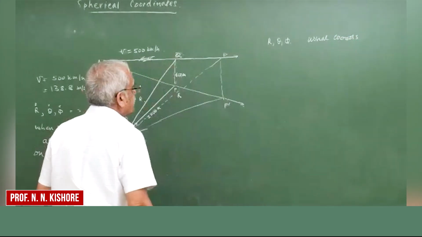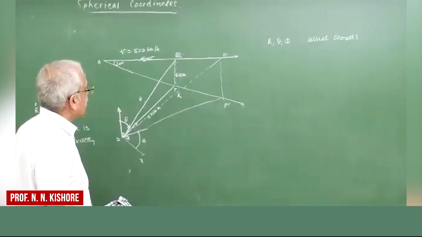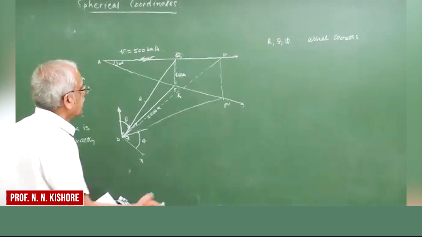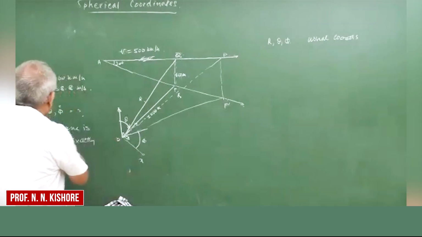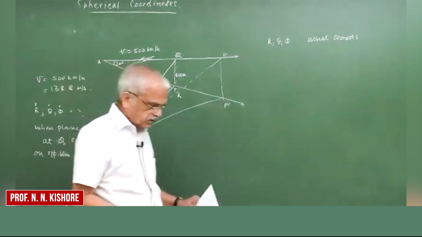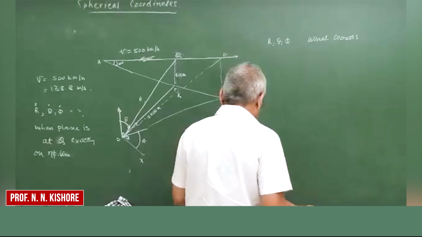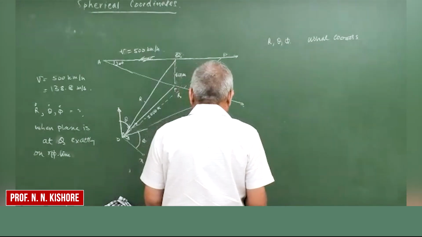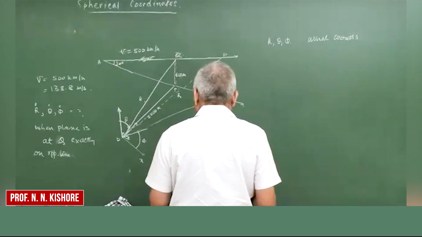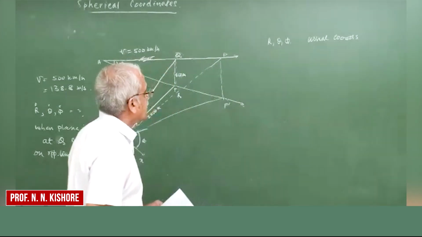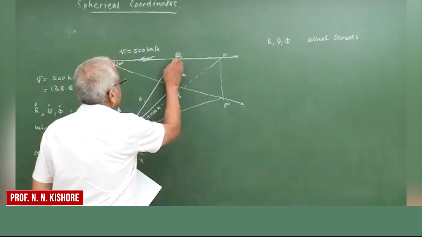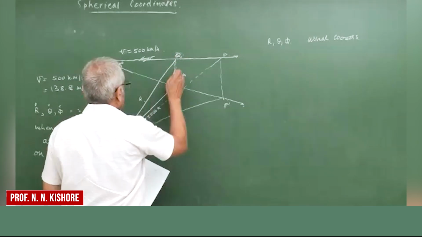Okay, so if these are the usual coordinates, we would like to find out the velocity in terms of r, theta dot, phi dot. You can also find out acceleration. So let's just see. What is interesting is that the velocity given here is what?